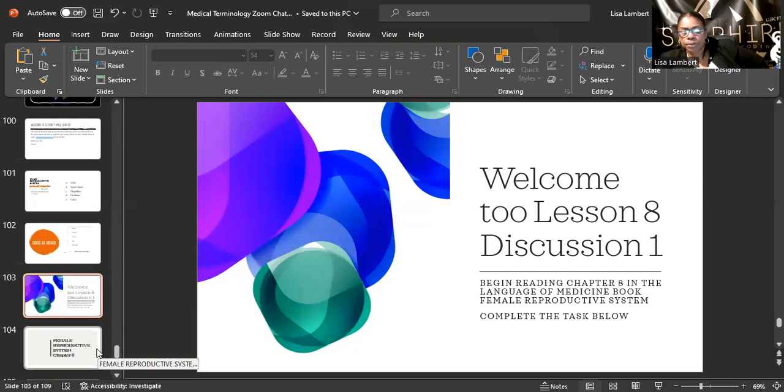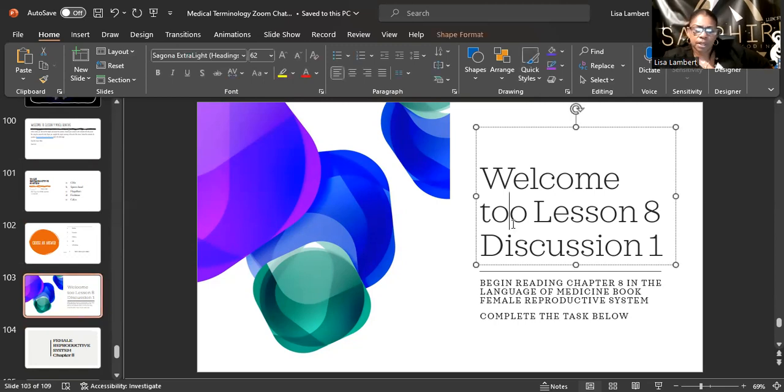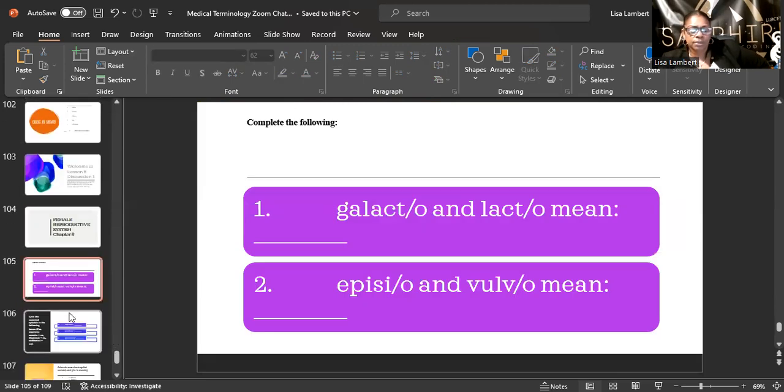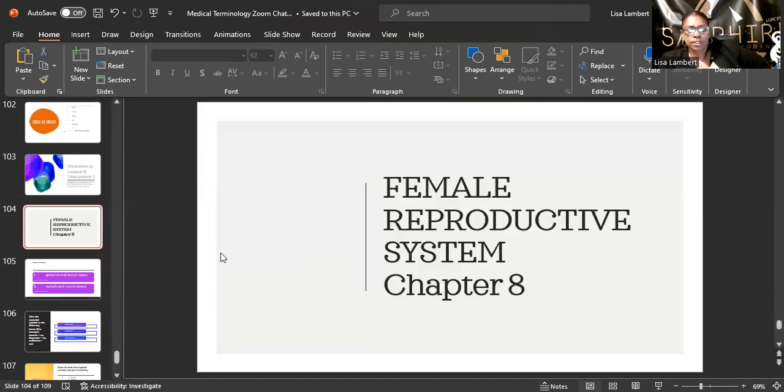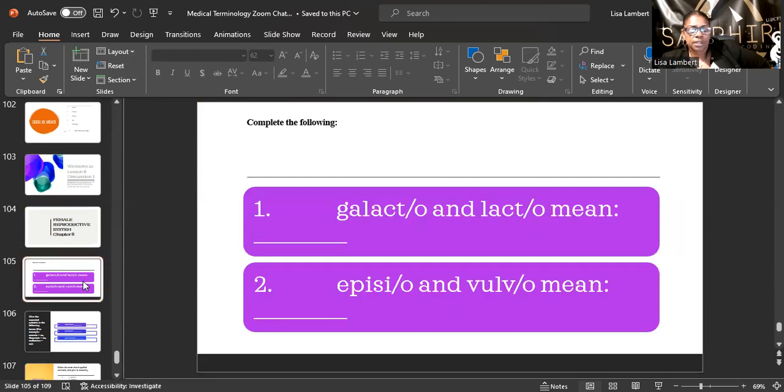Just make sure you complete what you need to complete and you get those tests back to me. Okay, lesson 8, discussion 1. I don't know what else to do. Let's get rid of that. Okay, begin reading chapter 8, and that's everything. This is the female reproductive system. Begin reading chapter 8. There it is, female reproductive system.